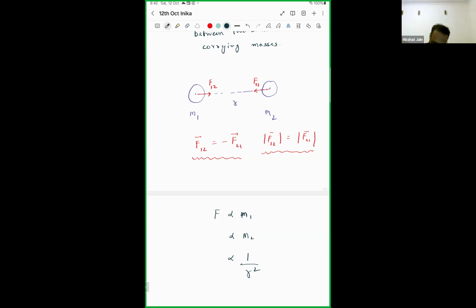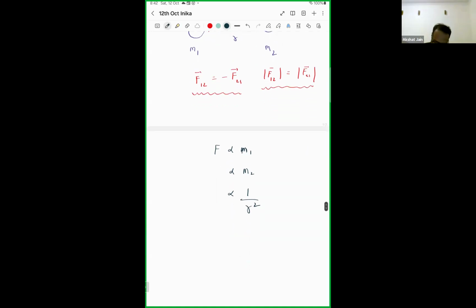So basically, whatever force is there between these two bodies, this force comes out to be G m1 m2 by r square. So I don't know whether you understand this. This symbol is a symbol of proportionality, which says that if mass is going to increase, the force will increase. Then if R is going to increase, the force will come down because it is inversely proportional, right? So this is a symbol of proportionality.